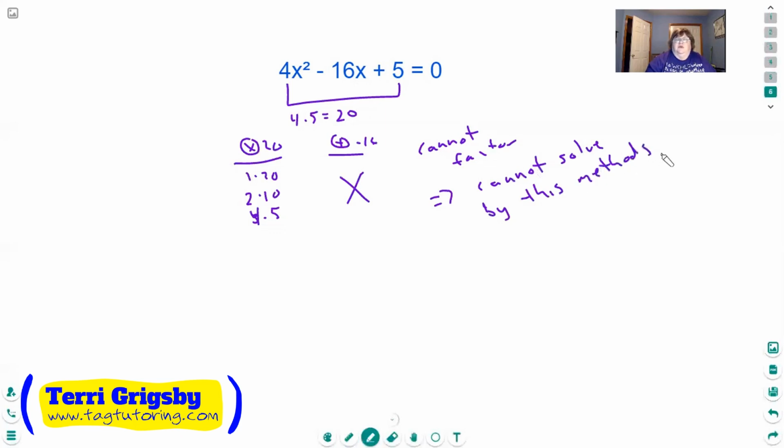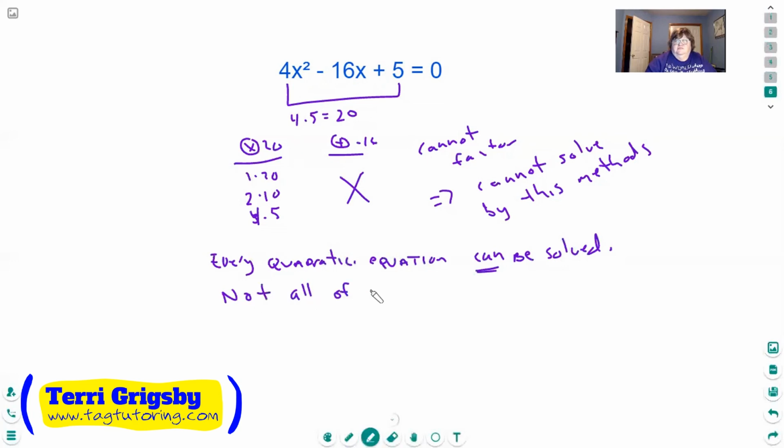You can solve every quadratic. Every quadratic can be solved, but not all of them can be solved by factoring. So I'm going to write that down because that's very important. Every quadratic equation can be solved, but not all of them by factoring. Not all of the equations by factoring.